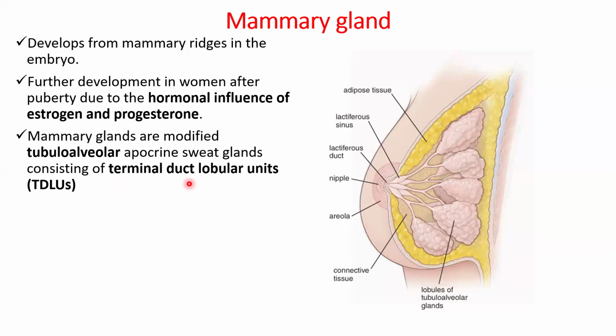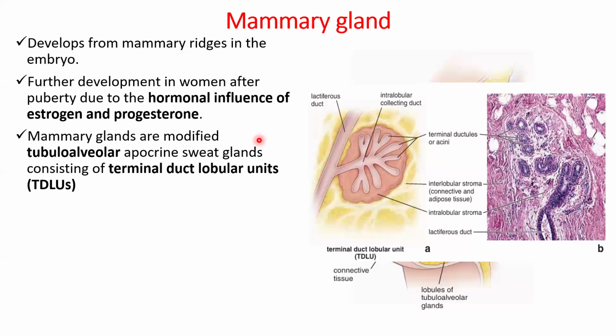It will consist of a terminal duct lobular unit. This terminal duct lobular unit is important physiologically, anatomically, and pathologically. So this is a terminal duct lobular unit comprising intralobular stroma. Then you can see the terminal acini, and then this terminal duct here. Then the terminal duct opens to the lactiferous duct.